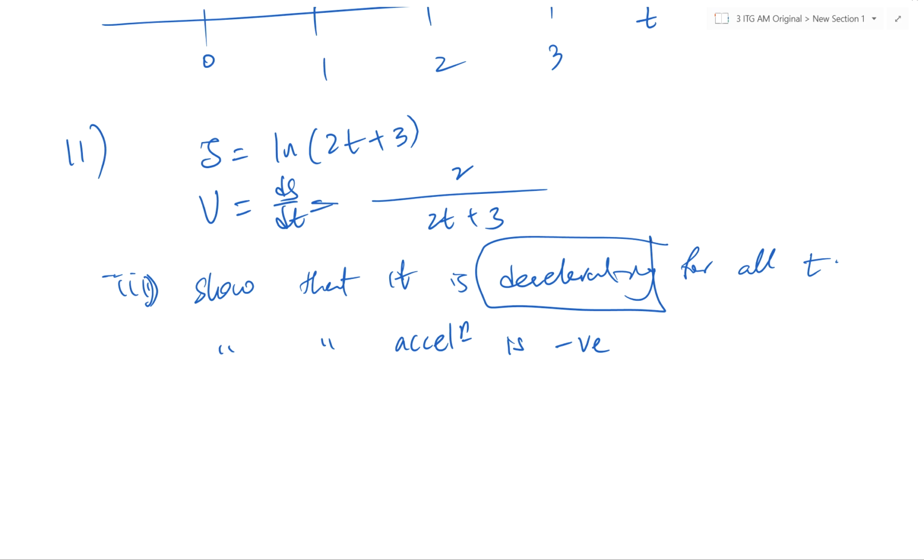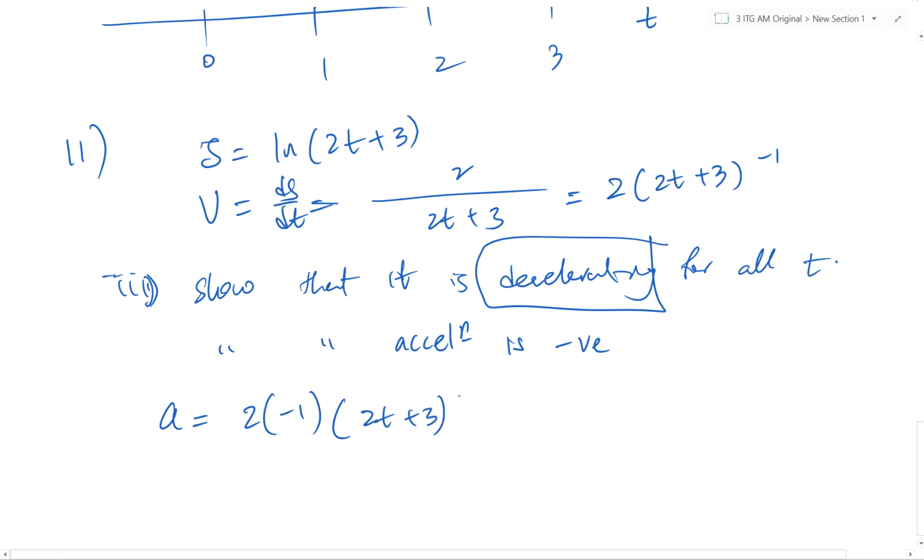What can we find? Very simple. This is just 2 times (2t plus 3) to the power minus 1. I wrote it this way because I don't want to use my quotient rule. But you can go ahead and use it if you want to, okay? So a equals 2 times negative 1, (2t plus 3) to the power negative 2, times 2, resulting in negative 4 over (2t plus 3) squared. This is my expression for acceleration.